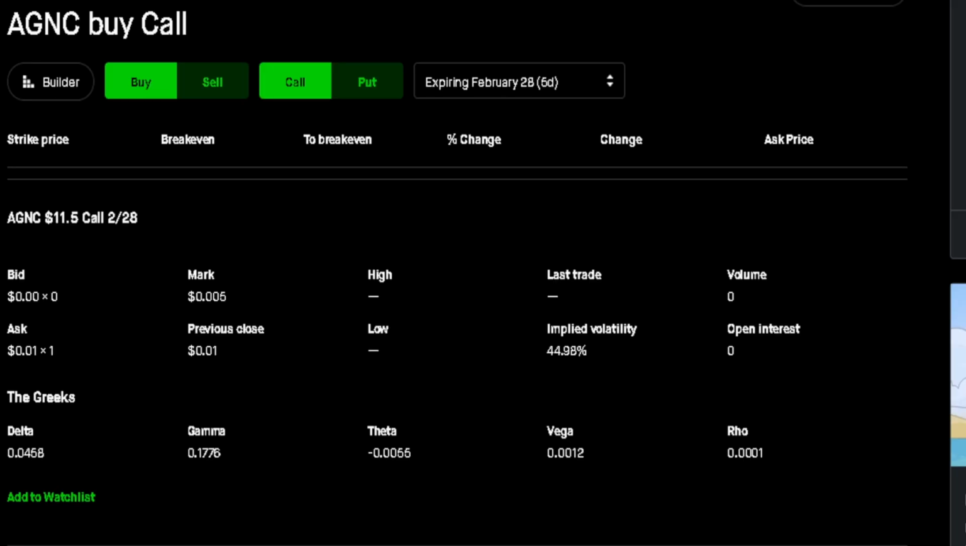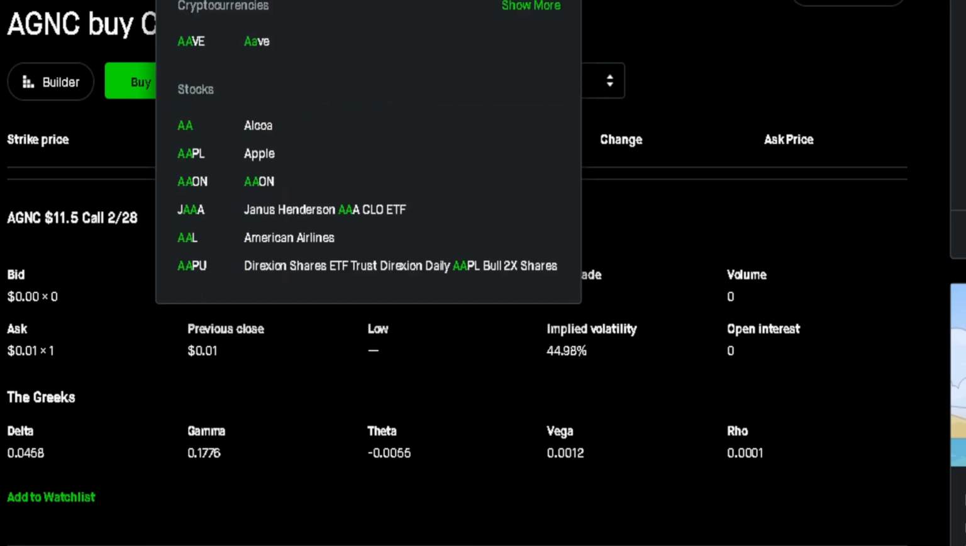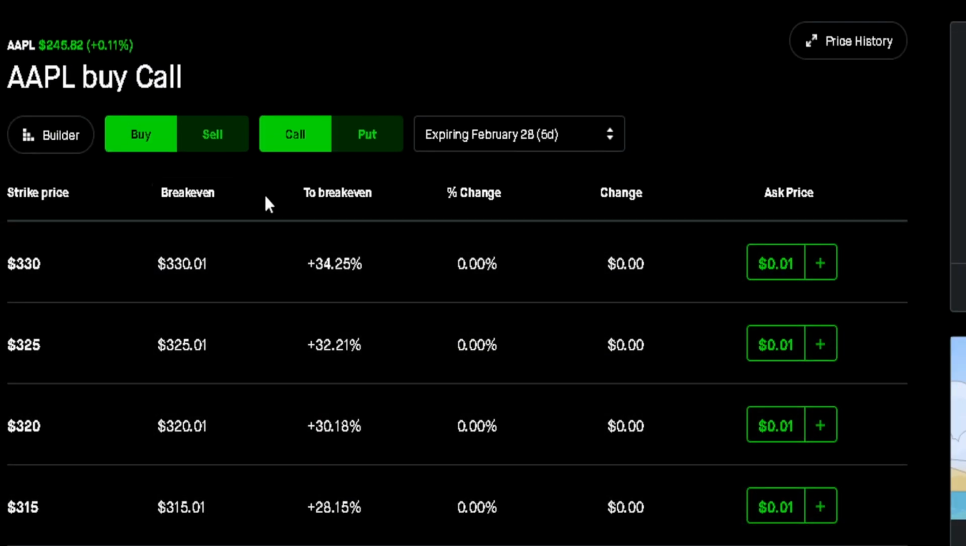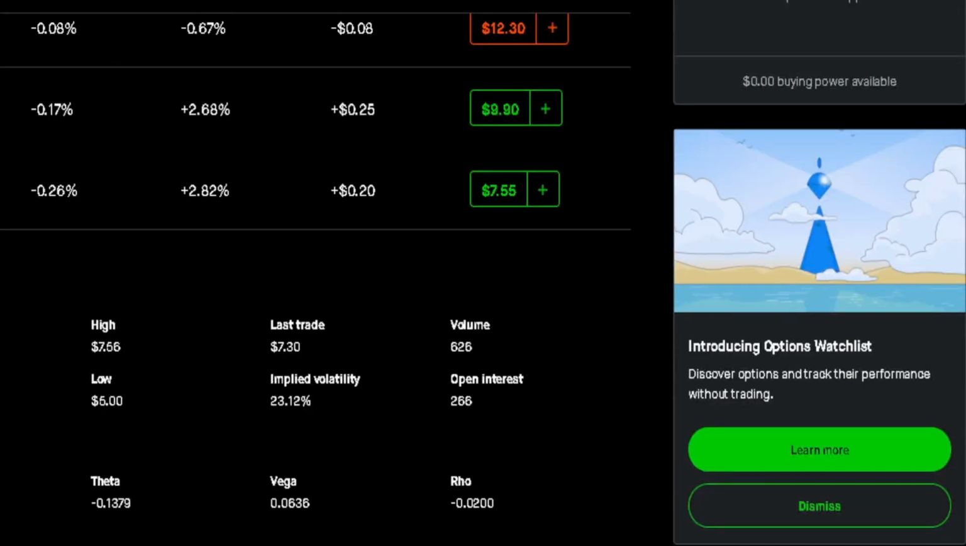Next I'm going to be talking about implied volatility. You'll be able to see it on this chart here. You can see right now that this option has an implied volatility of 44.98% for AG&C. So that's okay. Now let's go back to Apple and look to see what that implied volatility is. Going to this options chain, wait for it to load. This options chain right now at this particular part has an implied volatility of 25.15%.